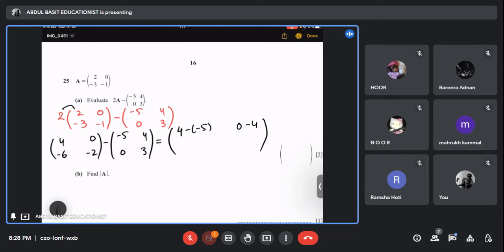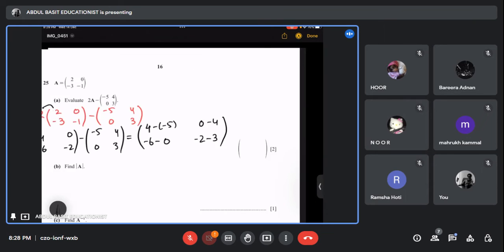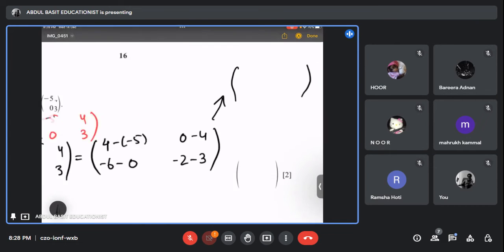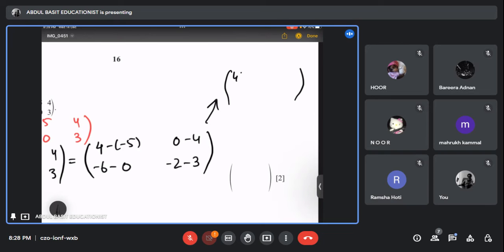Okay, then we have minus 6 minus 0, sorry, and minus 2 minus 3. Okay, so don't be in a hurry. Please, I request, try to solve with a lot of steps. Minus minus plus, so 4 plus 5. 0 minus 4 is minus 4. Minus 6 minus 0 is minus 6. Minus 2 minus 3 is minus 5.